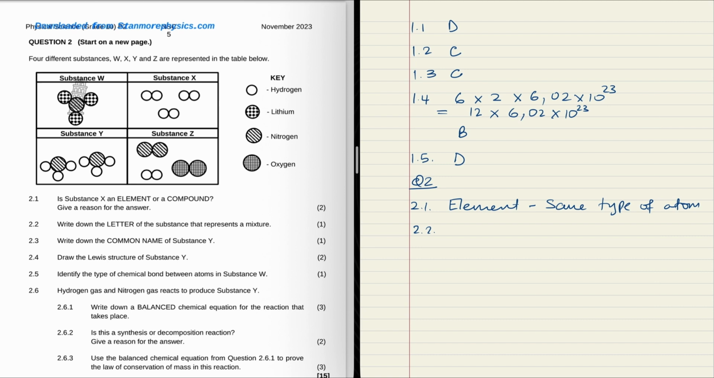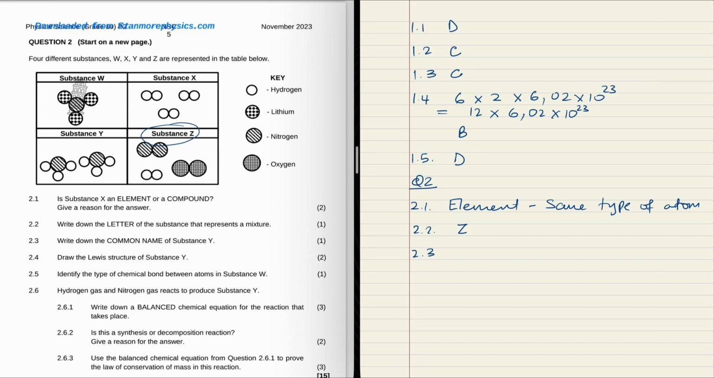Question 2.2, write down the letter of the substance that represents a mixture. A mixture is a special type. To identify a mixture, you have to look for different compounds that are there. So Z matches that because we have different compounds.